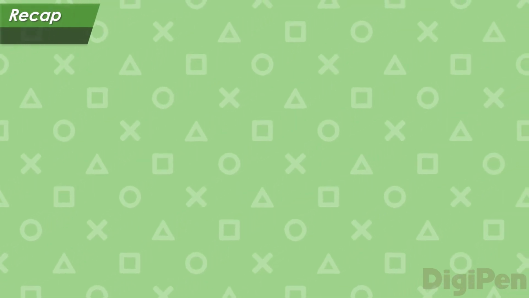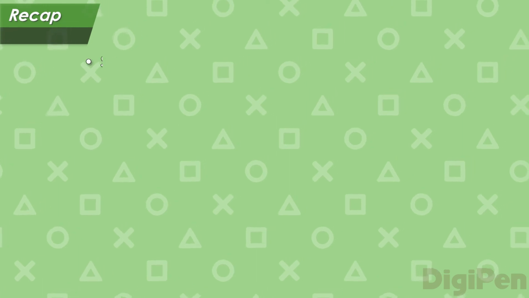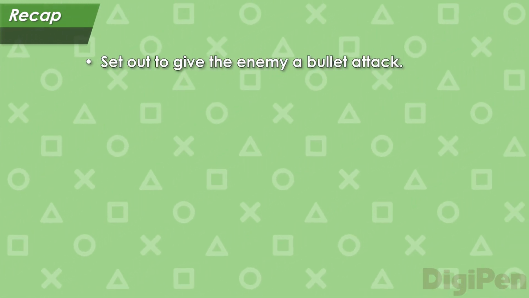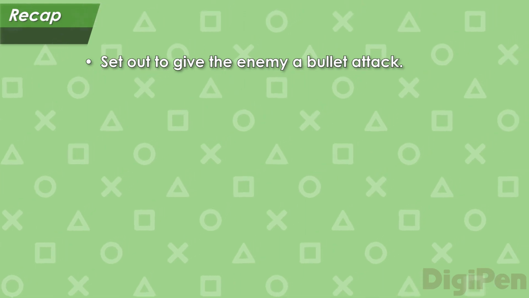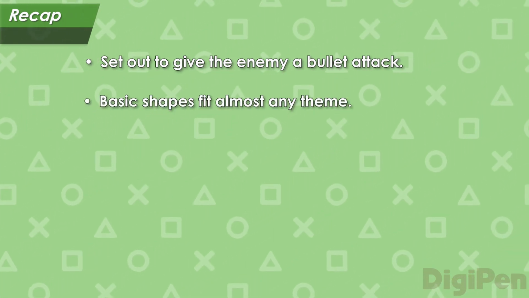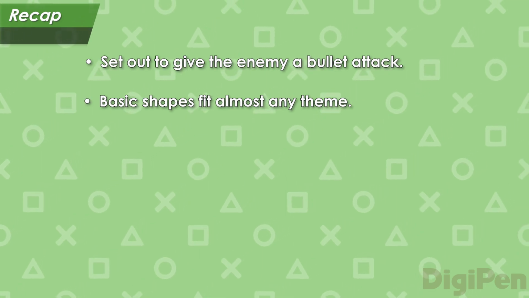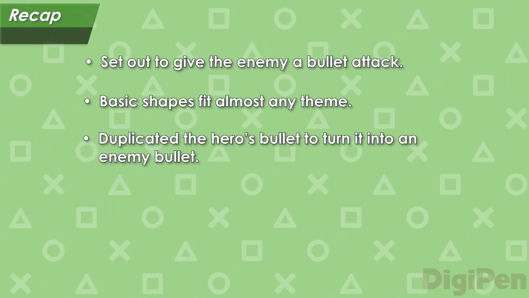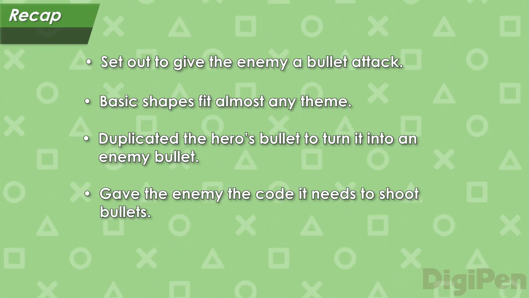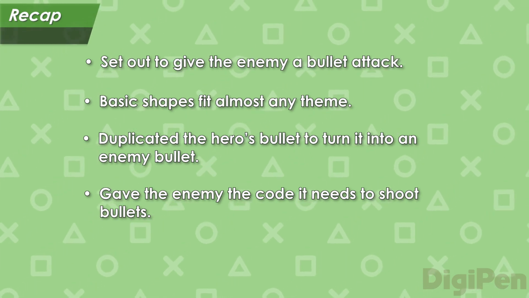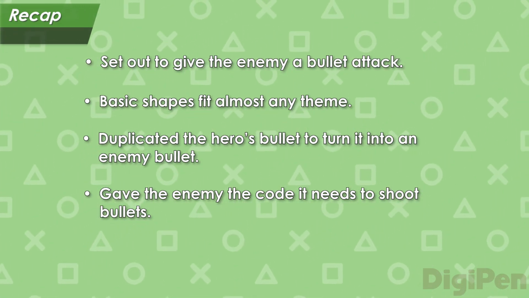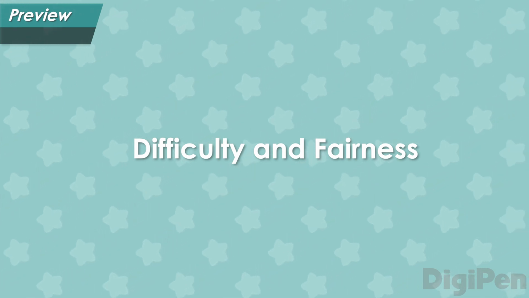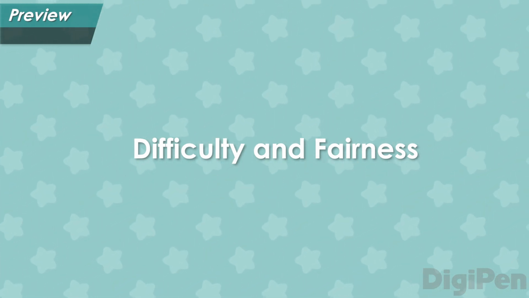Let's recap what we've learned in this video. We set out to give the enemy a bullet attack. We considered the options for what to make it look like and noted that a basic shape fits well with almost any theme. Next, we duplicated the hero's bullet and modified it to work as the enemy bullet. Finally, we gave the enemy sprite the code it needs to shoot bullets at random intervals. In the next video, we'll consider how to balance the difficulty of Scratch Invaders.